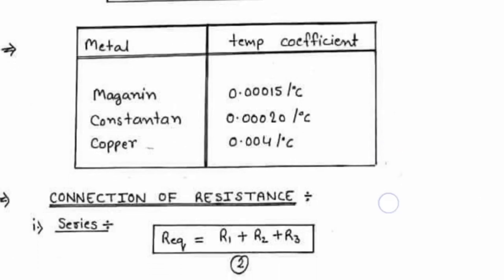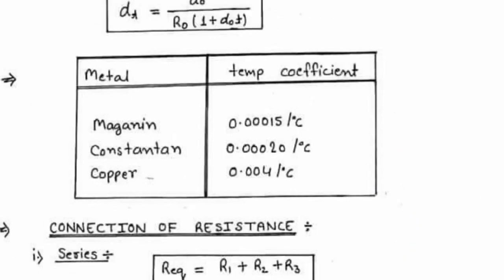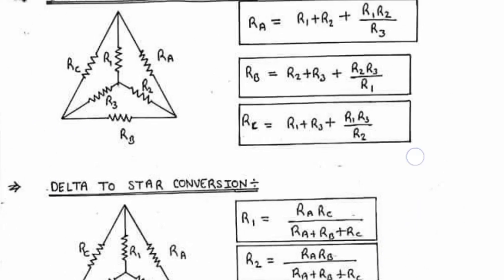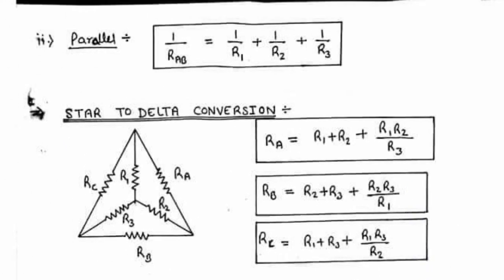Connection of resistances. In how many ways can we connect resistances? Series and parallel, two connections are possible. In series, R equivalent equals R1 plus R2 plus R3. Everybody knows that when three resistances are connected in series, it is R1 plus R2 plus R3. In parallel, what is the resistance? 1 by RAB equals 1 by R1 plus 1 by R2 plus 1 by R3.